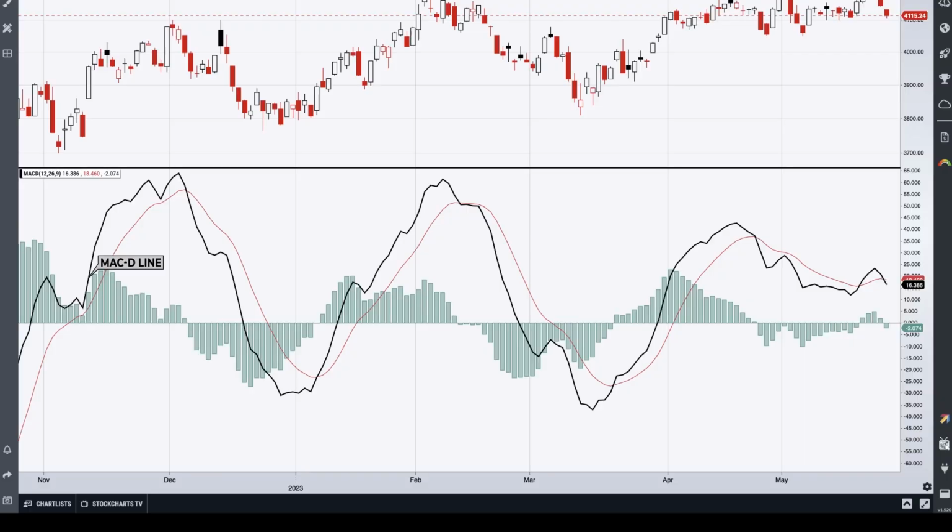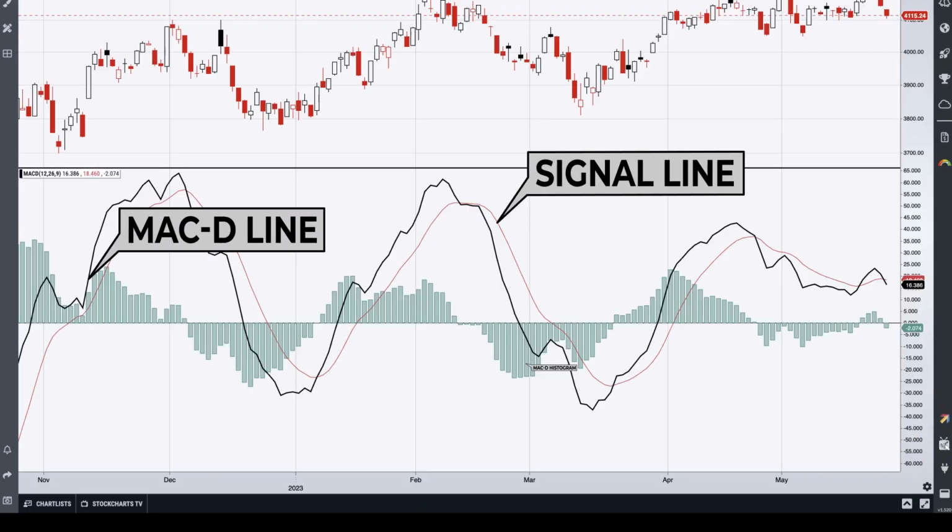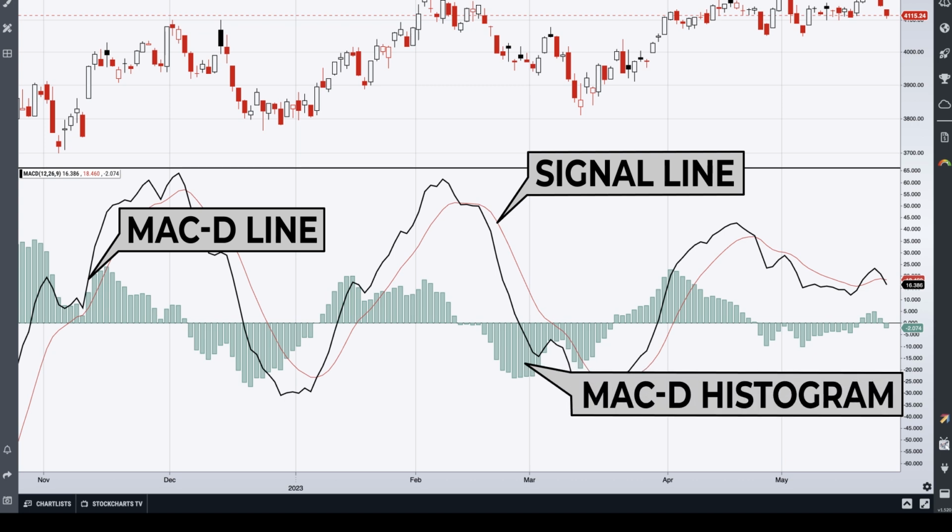As you can see on this chart, the MACD consists of three elements: the MACD line, the signal line, and the MACD histogram. Let's go over each of those one at a time. The MACD line is a thick black line that goes above and below the chart's zero line. Indicators that go up and down like this are often called oscillators.